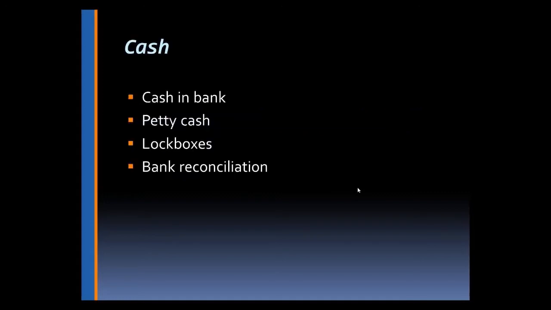When we look at cash, we're going to talk about cash in bank, petty cash, lock boxes, and bank reconciliations. Cash in bank is the cash that's in the checking account available to a business organization to use in their operations. It's normally like you would think of cash in a bank. It would be something that's available for you to write checks against and to make deposits against.